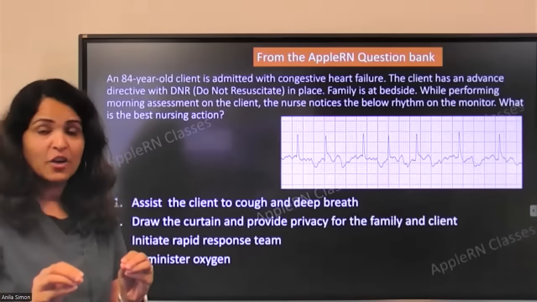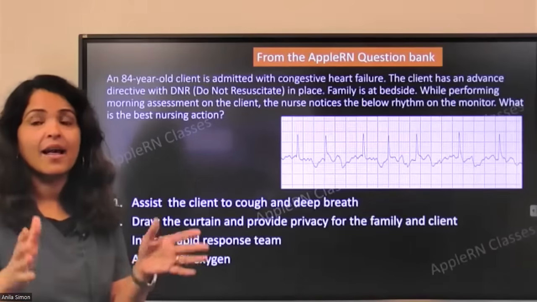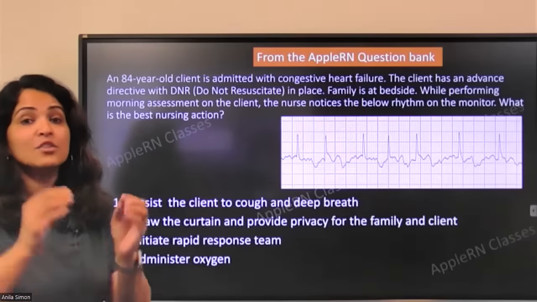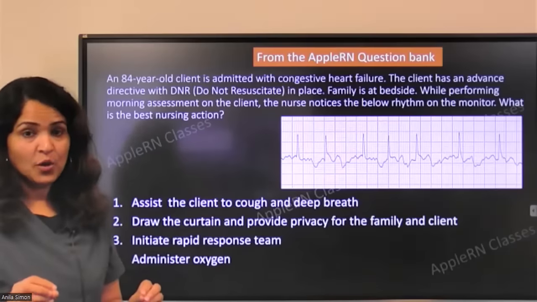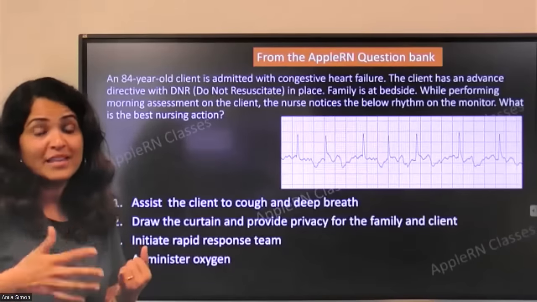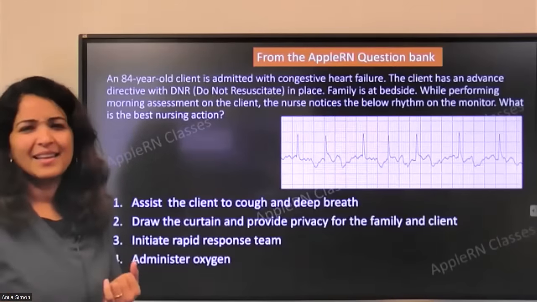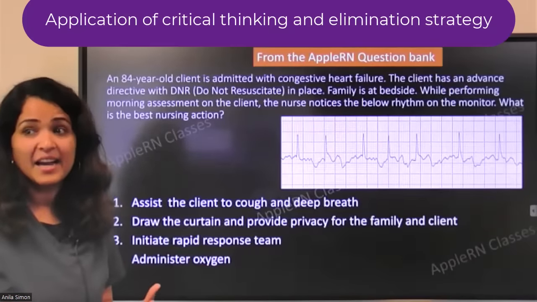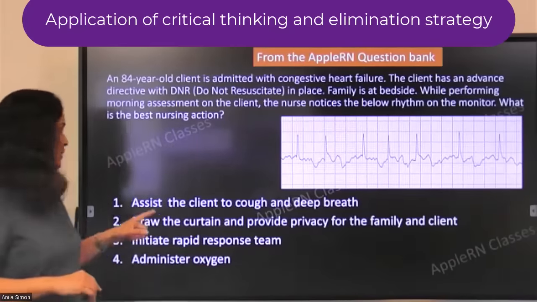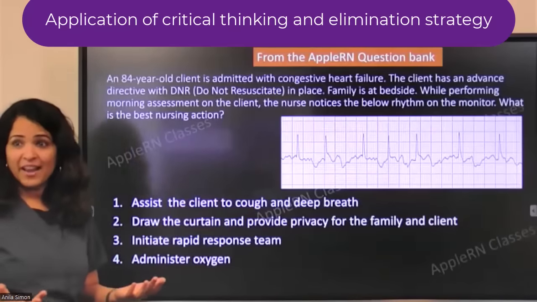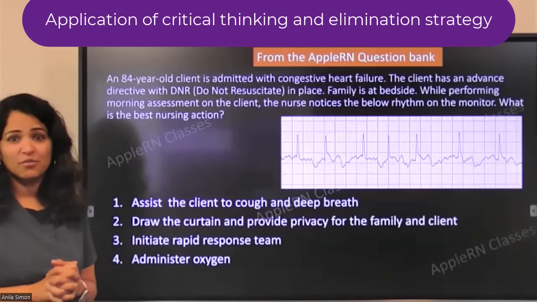It's an 84-year-old client. It's a DNR client. So if this is an atrial fibrillation, what are the things we can eliminate? Do we assess for cough and deep breath? Those kind of things we do for probably SVT and all. We ask the client to cough and things like that. But that is not going to be something we are going to do for this client when they are having AFib. That's not going to be helpful.